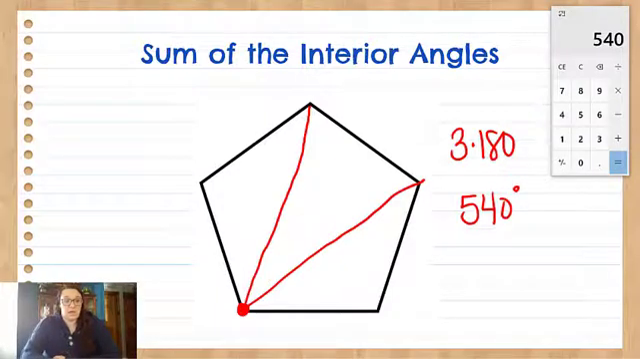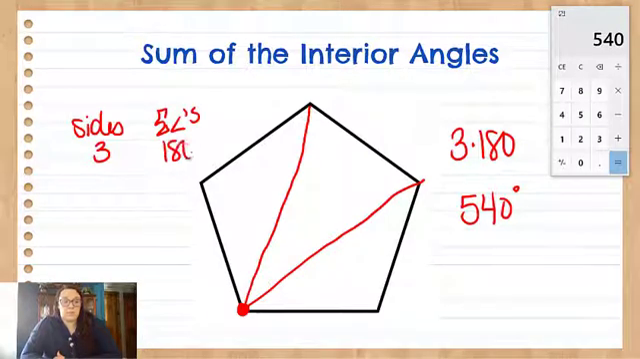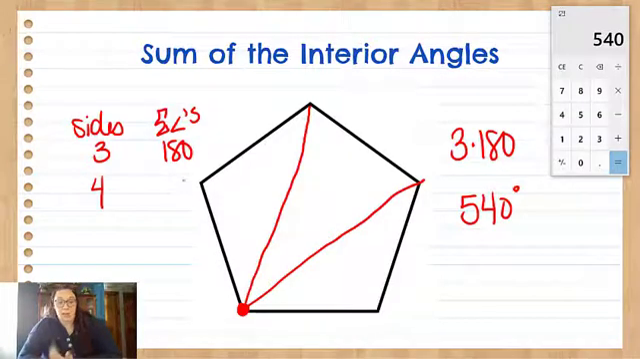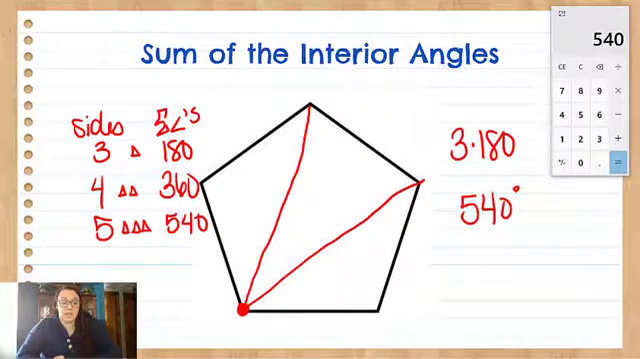Now, I want you to notice something. A triangle had 3 sides, and the sum of the interior angles was 180. That was like 1 times 180. For 4 sides, we added another 180 to get 360. For 5 sides, we added another 180 to get 540. And each time, this 3-sided gon was cut into 1 triangle, this one was cut into 2 triangles, and this one was cut into 3 triangles. We're going to use that on our next slide because now we'll be able to figure out the sum of the interior angles for any polygon.